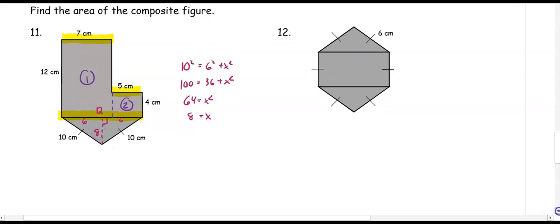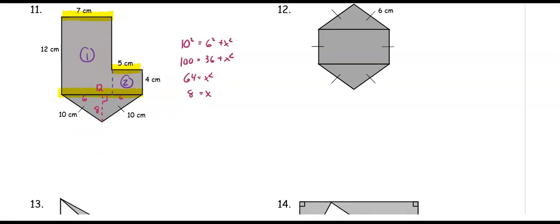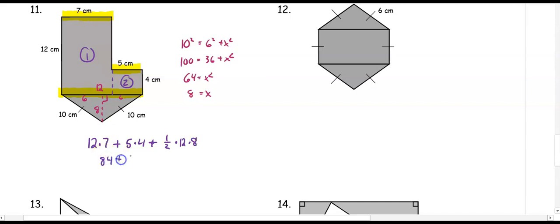So now we can find our area with the 3 different pieces. So we have the 2 rectangles. One rectangle is 12 times 7, plus we have one rectangle that is 5 times 4, plus we have our triangle, which is 1/2. Now, remember the base is the whole side, not what we split it into to find the height. So our base is 12, and the height of the triangle is 8. So we can find the area of each of those pieces. So 12 times 7 is 84, plus 5 times 4 is 20, plus 1/2 times 12 times 8 is 48.